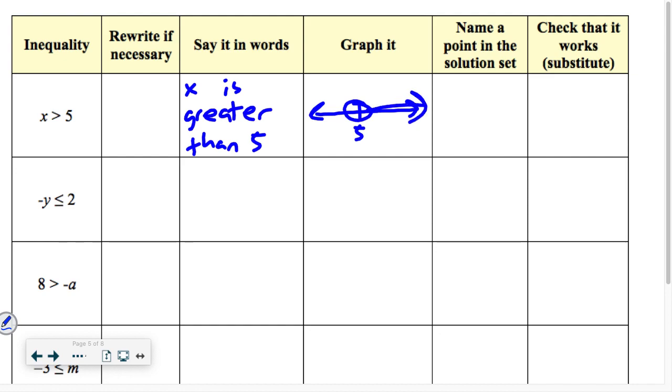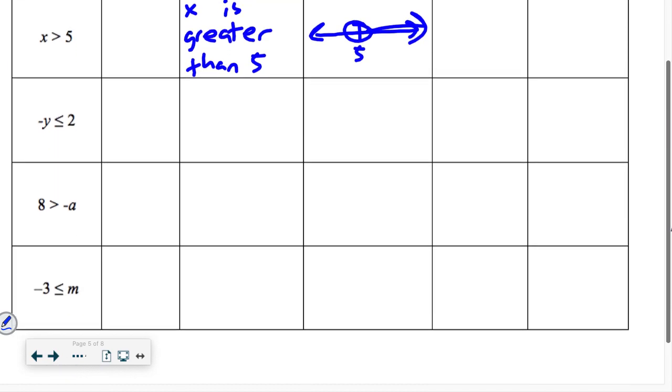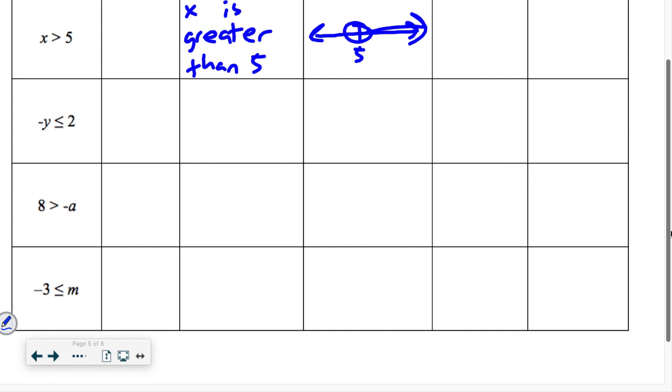I'm going to leave you to name a point and check it for yourselves. Instead, I want to go over these other examples. Negative y is less than or equal to 2. One of the ways I can rewrite this is I'm going to add y to both sides, and I'm going to subtract 2 from both sides. So when I rewrite that, it's going to look like 2 less than or equal to y.